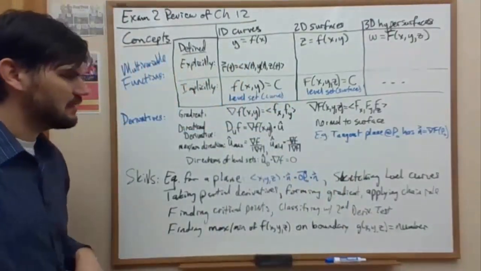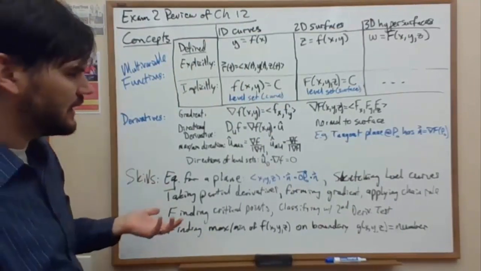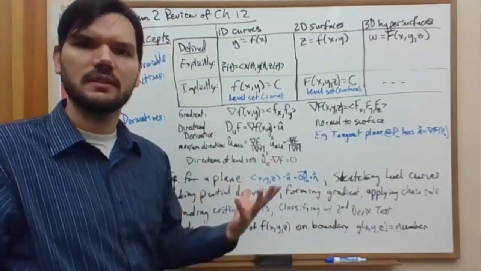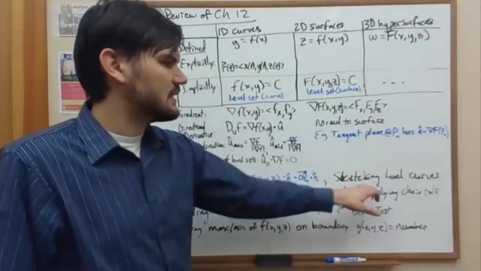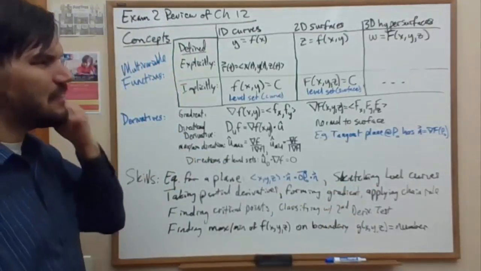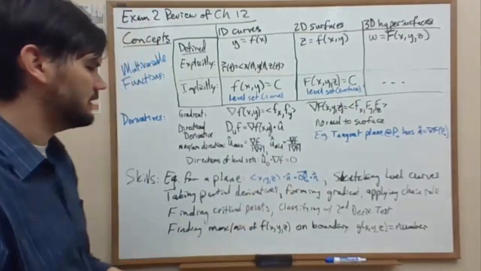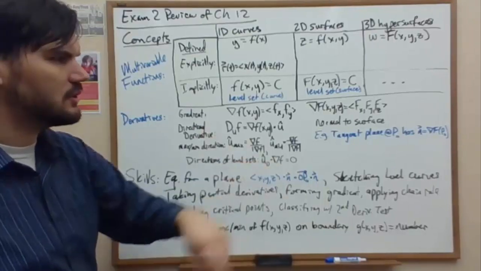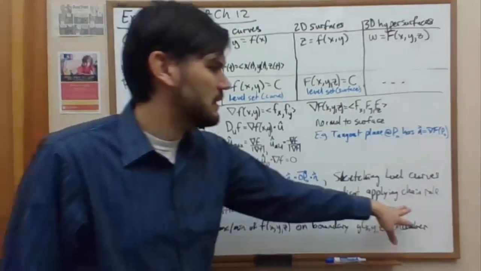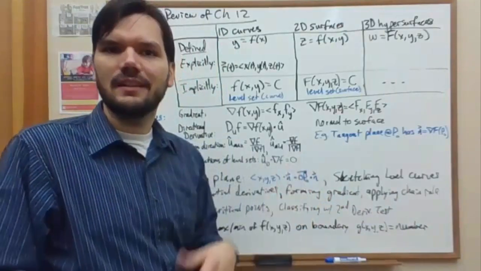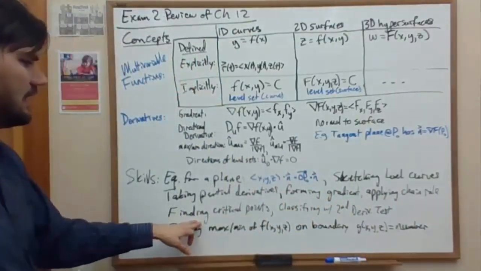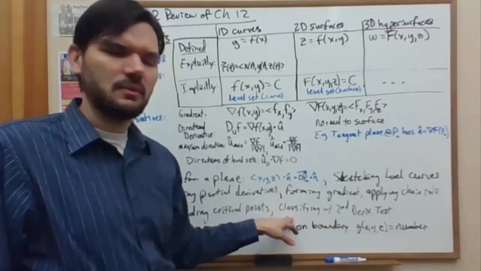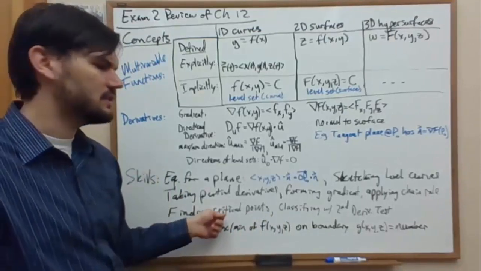So some of the other skills that we'll be looking for is first looking at equations for planes. We need a point, we need a normal vector, we construct that implicit surface for the plane. Looking at sketching level curves. We won't be sketching level surfaces, those are a little bit tricky. Taking partial derivatives, forming the gradient, forming the directional derivative, and applying the chain rule. And the chain rule applies whenever you have nested functions, and you draw that tree diagram for them. And then finding critical points and classifying them with second derivative tests. That's where we set the gradient equal to 0 or each partial equal to 0.